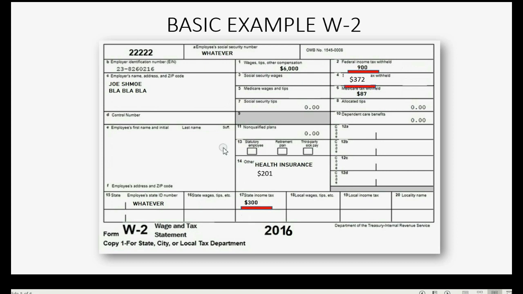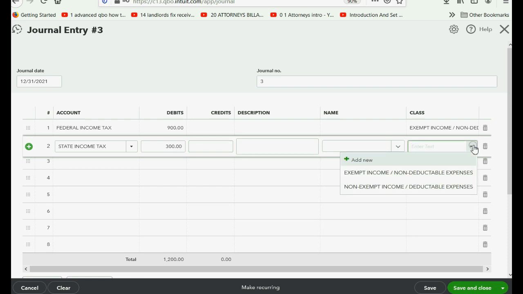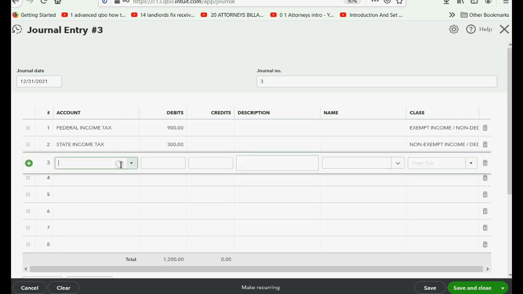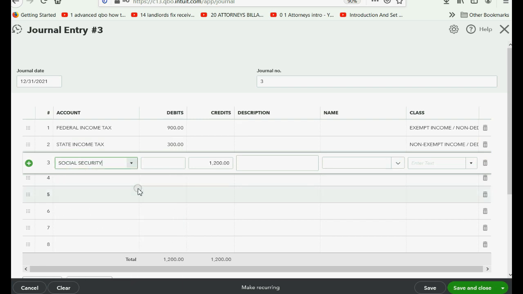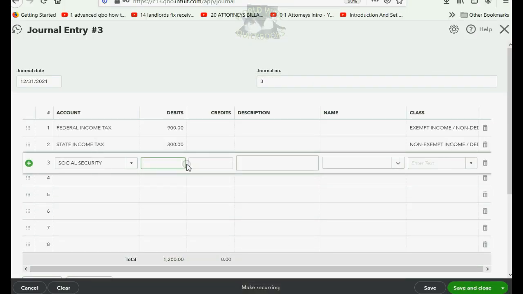The next one is, I guess that's Social Security withheld, and state income tax is deductible in this example because this person itemizes. But Social Security tax, which in this case is in the amount of $372, always debit. Again, that's never deductible.